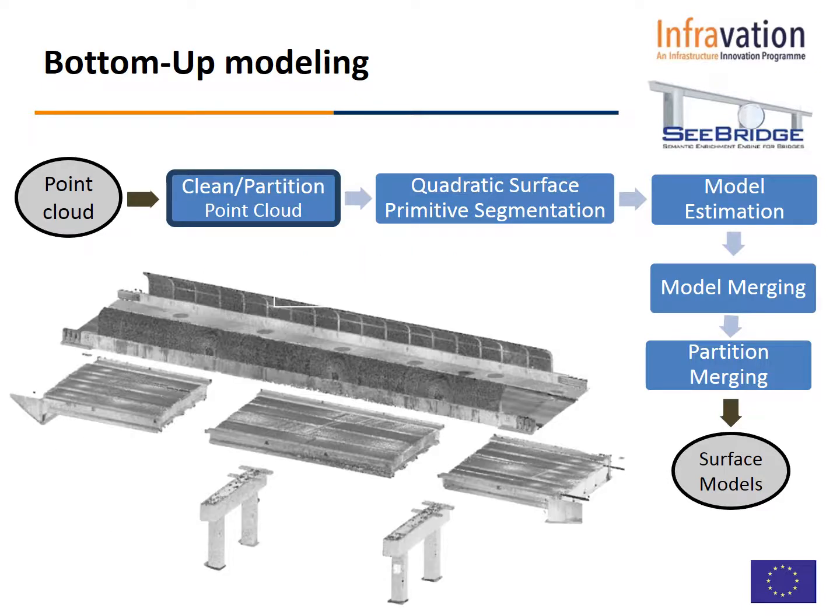The top-down partitioning allows us to then break it up into different levels, where you see we have the piers, we have the superstructure and the abutments, and then we have the road and upper deck components.